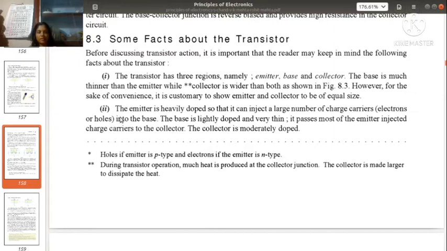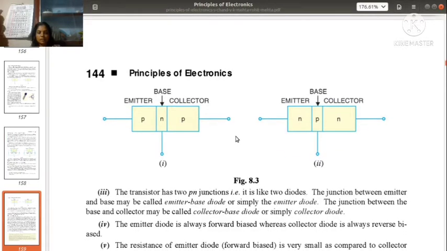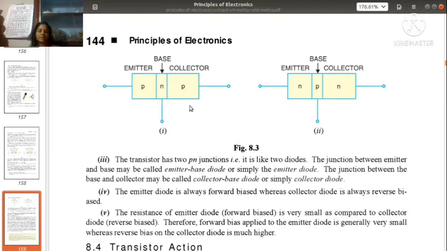Okay, and the second point is the emitter is heavily doped so that it can inject a large number of charge carriers, electrons or holes, according to the type of transistor, into the base. The base is slightly doped and very thin. It passes most of the emitter injected charge carriers to the collector. The collector is moderately doped. So the first point was about the width of these regions, and the second one is about the doping.